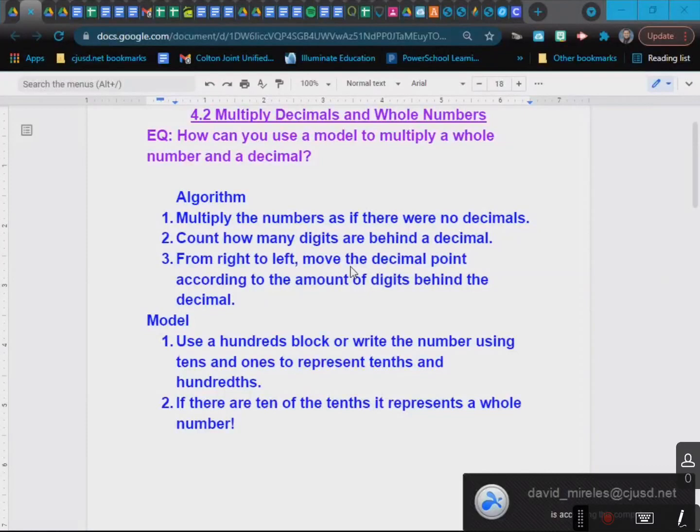Hello everyone, welcome to 4.2, multiply decimals and whole numbers. The essential question is, how can you use a model to multiply a whole number and a decimal? So I'm going to teach you two ways. I'm going to teach you the algorithm way and the model way.